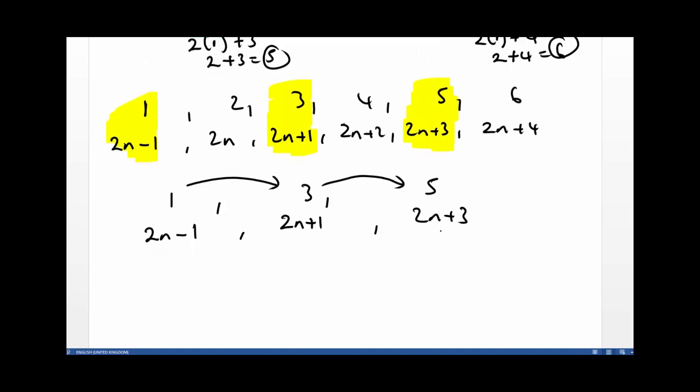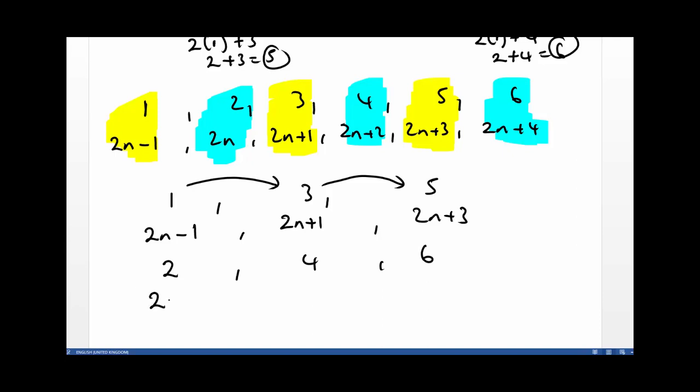Now, obviously, let's highlight our even numbers, because we're going to write those ones out as well. If you can get this, these questions are not a problem at all. They're going to be so easy for you. 2, 4, and 6.